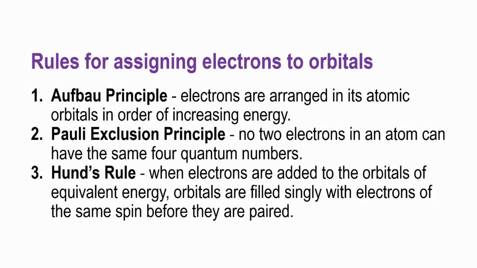Electrons are assigned to orbitals based on these 3 rules: the Aufbau principle, the Pauli exclusion principle, and Hund's rule.